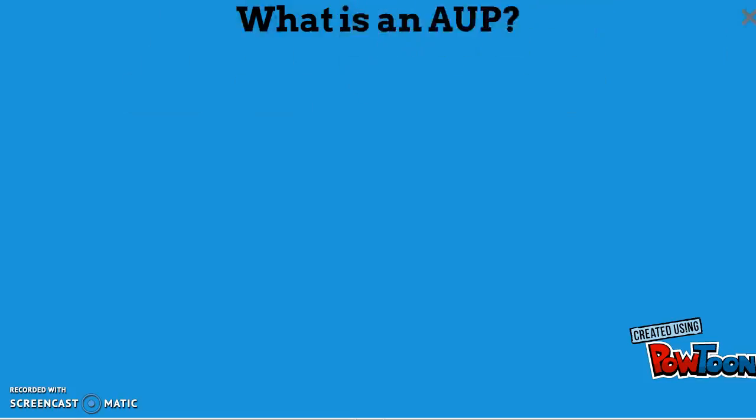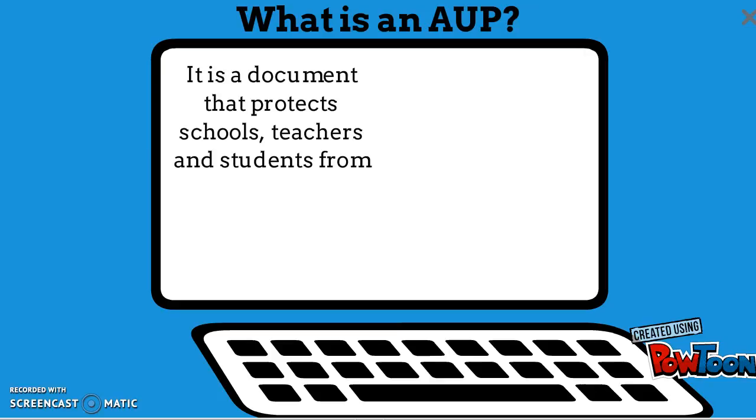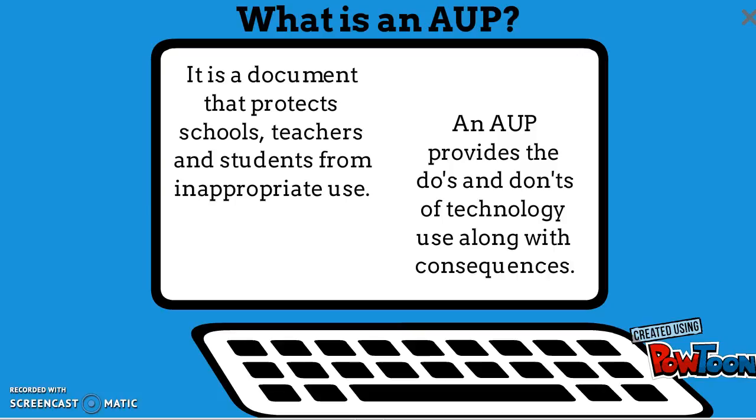What is an acceptable use policy? It is a description of a school's policy for acceptable use of technology. It is meant to protect the students, staff, equipment, and district from inappropriate use by all parties. Its purpose is to notify staff and students of what they can and cannot do with the school-issued technology and on the school's network.